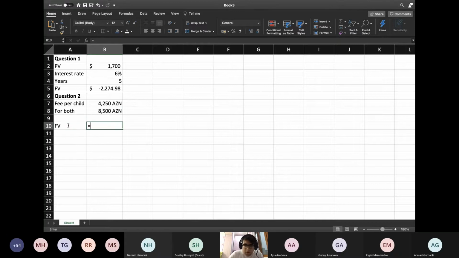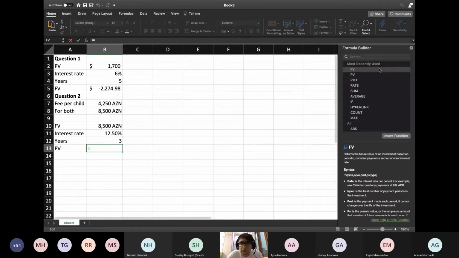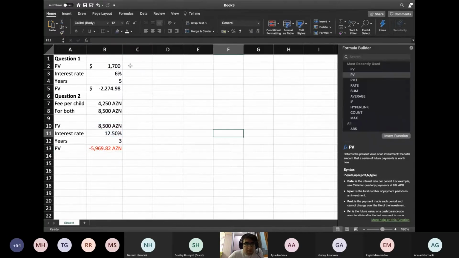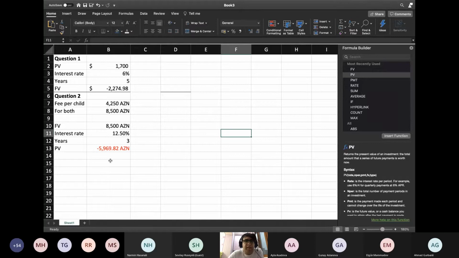So our future value is this amount of money, interest rate 12.5%, number of periods 3 years, and we are calculating present value. We are going to formula builder, function wizard, select present value, rate 12.5, number of periods 3, we don't have any PMT, future value 8500. It will give us 5,969 AZN. So in order to be able to pay your fees in the future, you should invest 5,900 and something else now.